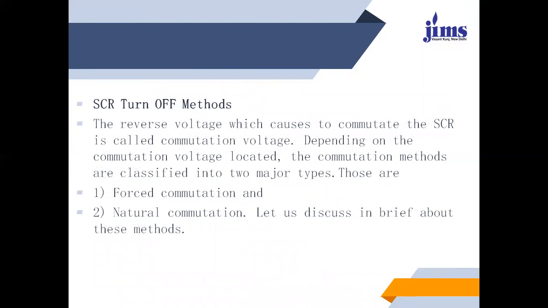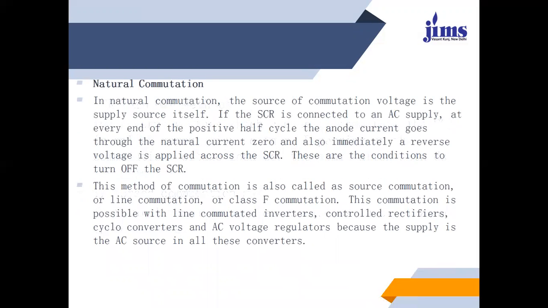The reverse voltage which causes the SCR to commutate is called commutation voltage. Depending on the source of the commutation voltage, the commutation methods are classified into two major categories. First is the forced commutation, second is the natural commutation. Let us discuss all these methods in brief.